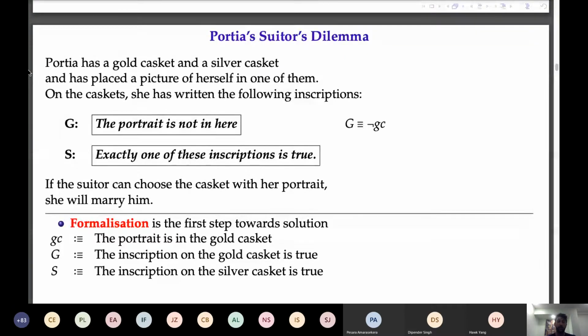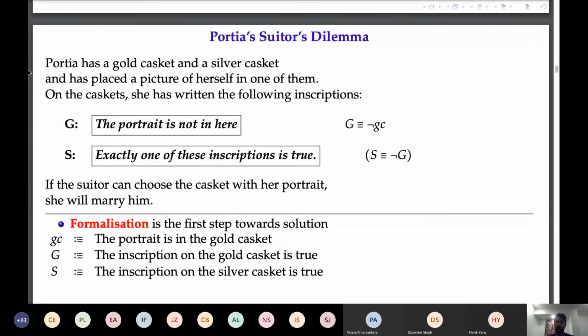Likewise, for the silver casket, it says exactly one of these inscriptions is true. So that means S is true precisely when G is not true. Don't worry if you're not familiar with the symbols. That's the purpose of the class. We'll cover these symbols in due time. This is just a motivating example, just a teaser of what's to come.